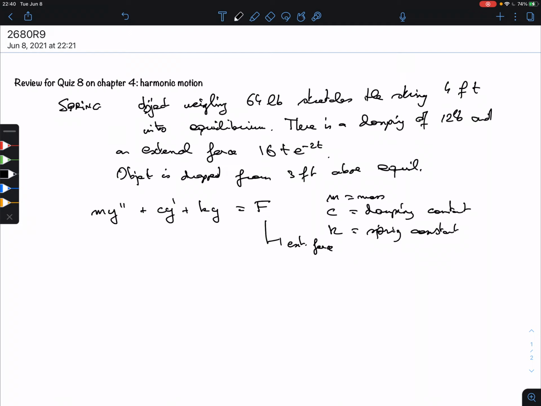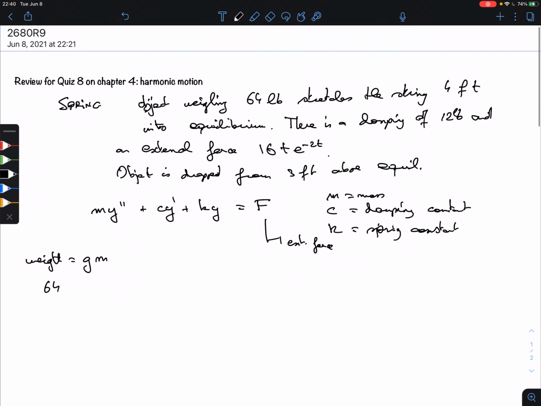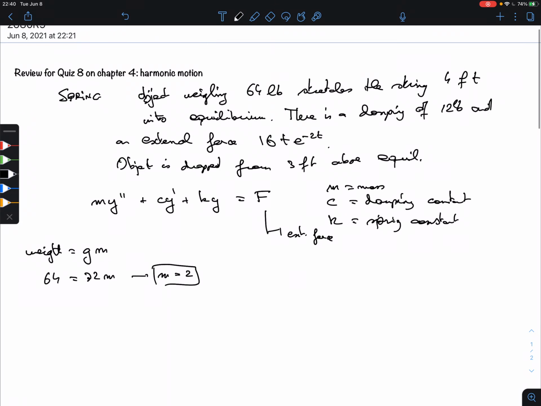Well, we need the mass, but we have the weight. So we know that weight is equal to gm. This is on Earth, okay? I could ask the question somewhere on another planet with a different g, right? But we are on Earth here. So 64 equals 32m. So we see that m is actually 2. The mass is 2. That's very important, right? Not 64, but 2. If you take 64, your numbers are going to be awful. Okay, c, the damping, they told us it's 12 pounds, so we know that c is 12.